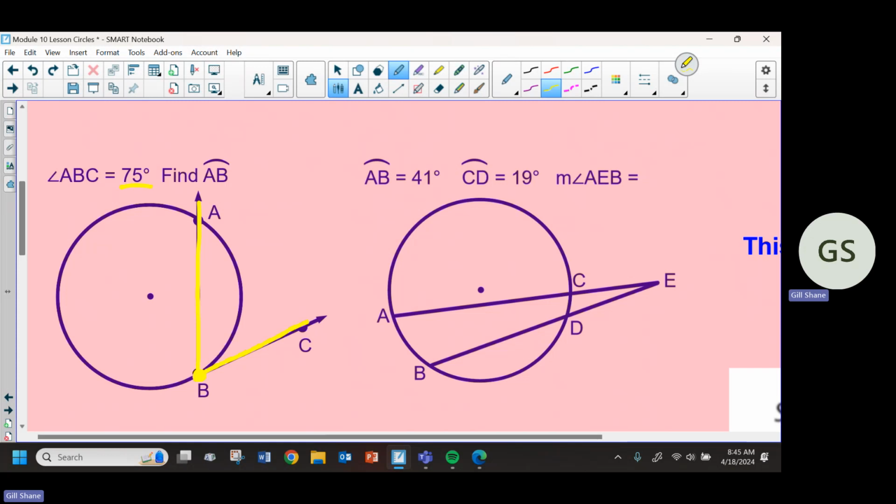So if I know this is the arc, I know what the angle is. What do I do to find the arc? Arc AB. Twice the angle. If I know the angle is 75, 75 times 2 gives me the arc. That's kind of why I did the inscribed angle, this whole review piece, because those two go together.